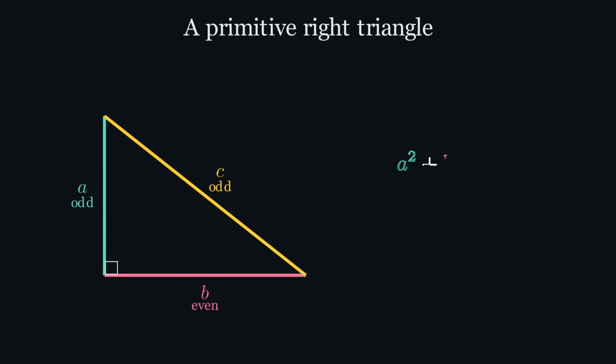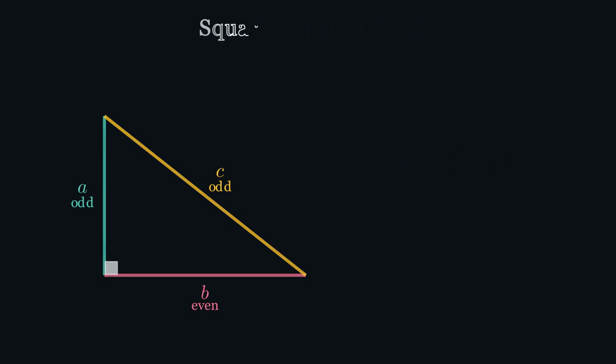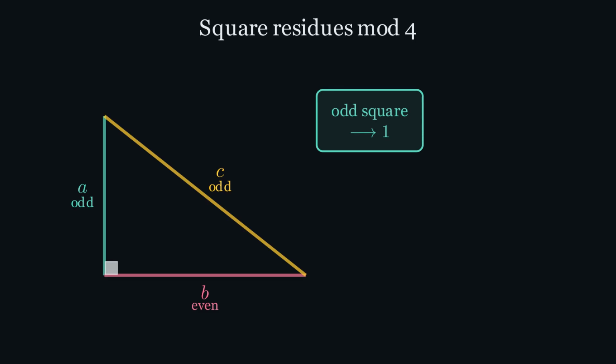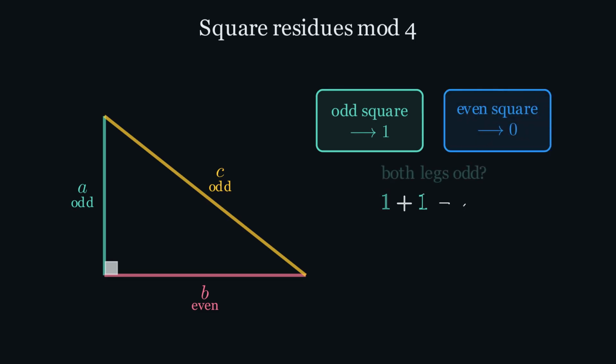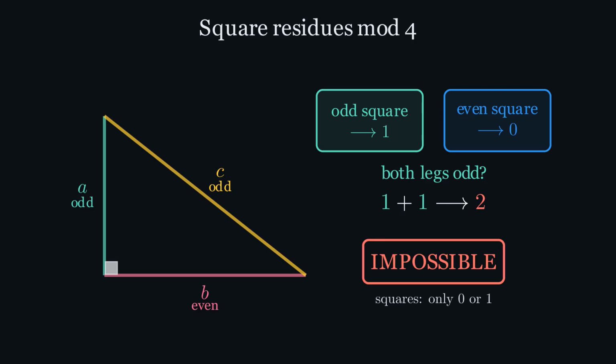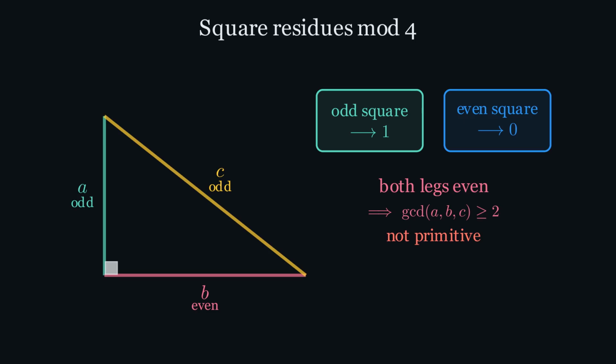So focus on a primitive triangle with legs a and b and hypotenuse c. One leg must be even. If both legs were odd, their squares would each leave remainder 1 when divided by 4, making c squared leave remainder 2. Squares never do that. If both were even, the triple wouldn't be primitive, so exactly one leg is even. We'll call that one b. Also, c has to be odd.